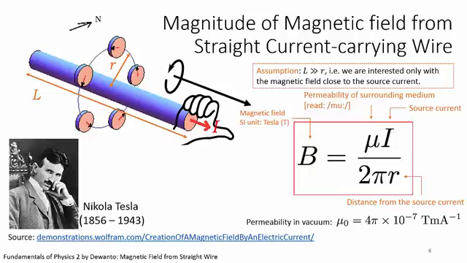So that's it. We learned from this lecture how to compute the strength of the magnetic field which comes from a straight current carrying wire using this equation, whereas the direction of the field can be deduced using Ampere's right-hand rule. Don't forget to use your right hand. In the next lecture video, we will learn how to compute the strength and direction of the magnetic field which comes from a circular current carrying wire.